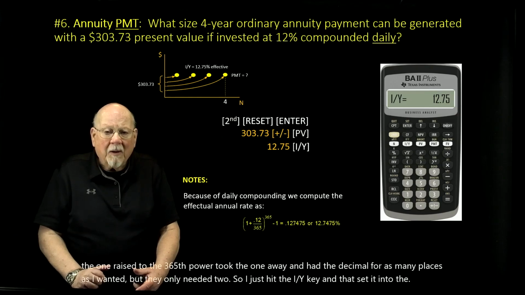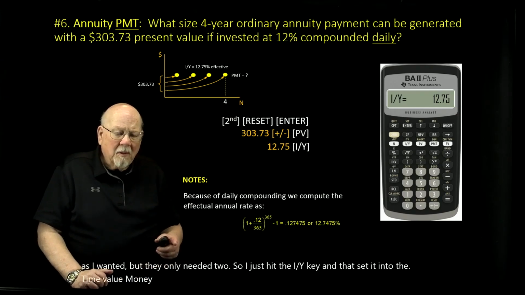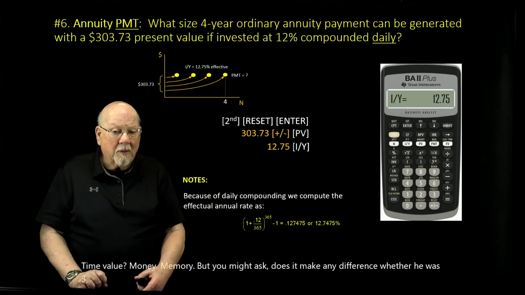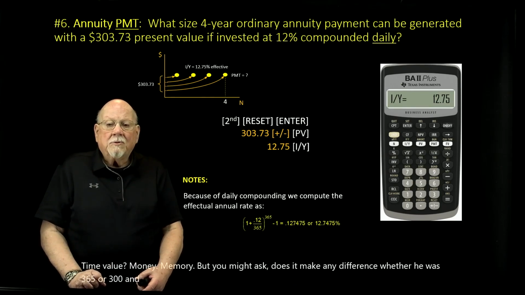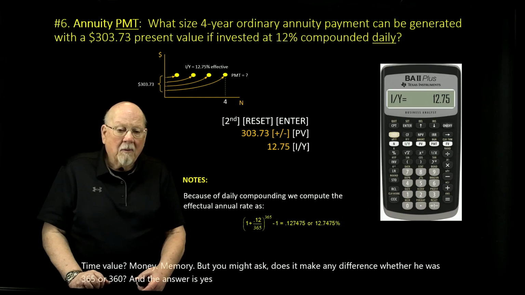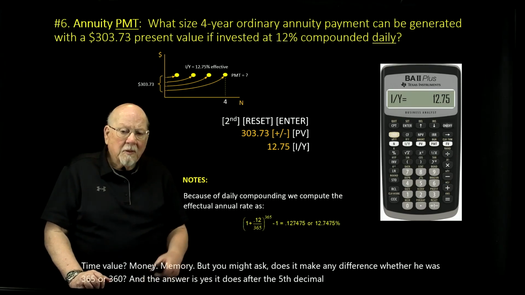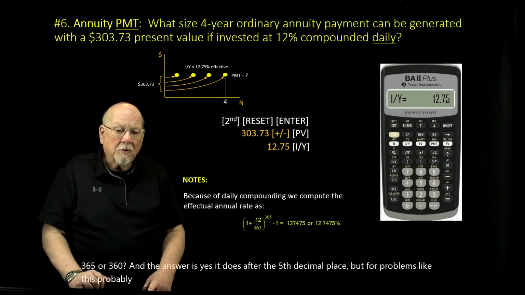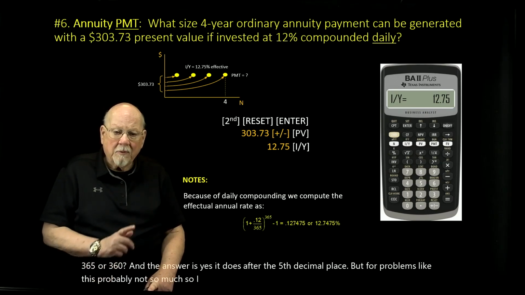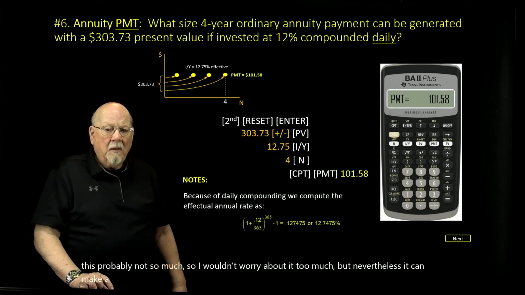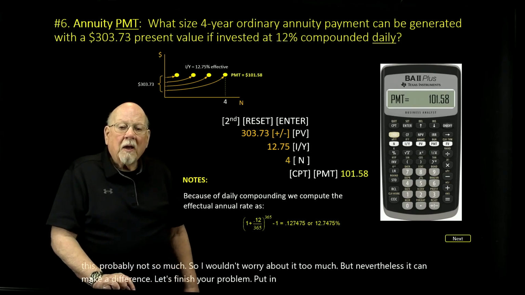time value money memory. But, you know, you might ask, does it make any difference whether you use 365 or 360? And the answer is, yes, it does, after the 5th decimal place. But for problems like this, probably not so much, so I wouldn't worry about it too much. But nevertheless, it can make a difference. Let's finish our problem. Put in the 4 as the n. Work out the size of the payment.